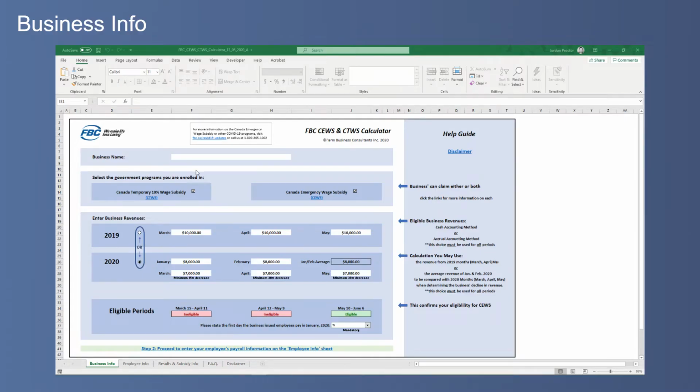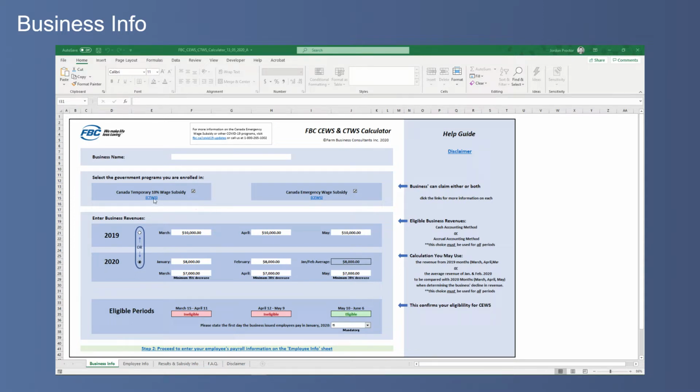We're on the first page of the calculator. This is the business information page. We're going to enter some data that's going to help determine if we're qualified for the subsidies. So we're going to start off with entering the business name. We're going to select the subsidies we're enrolled in. So the Canada Temporary 10% Wage Subsidy and the Canada Emergency Wage Subsidy.